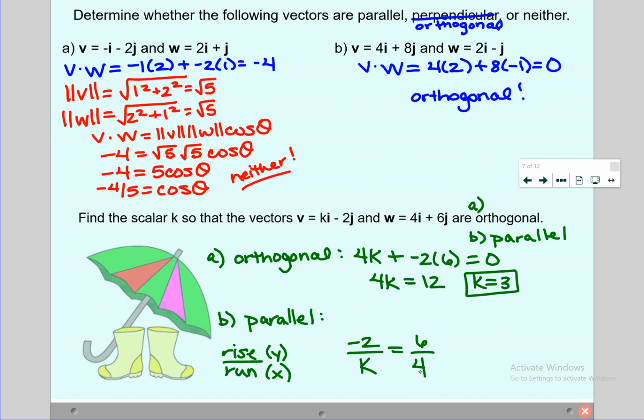How do we solve for k? Just cross multiply. So -8 equals 6k, and then if I divide by 6, I'm going to get what? -4/3. When you do this problem in MyMathLab, it uses the angle formula to do this calculation, and it gets very complicated. I would not utilize it to help me solve this problem because it's going to make you very confused. Okay? It's much simpler.